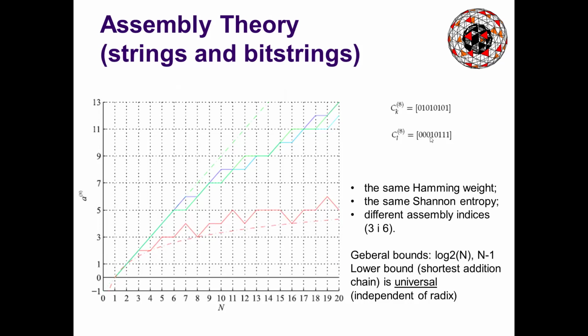So for the second string, we need 6 steps to assemble it, because there is only one pattern that can be reused, namely 0, 1. As we can see, the assembly index is bounded. First, the lower bound, the red bound, is general. I mean, it is universal for any string, not only bit strings. Regardless of the radix, the number of symbols in the alphabet, the lower bound would always be the same.